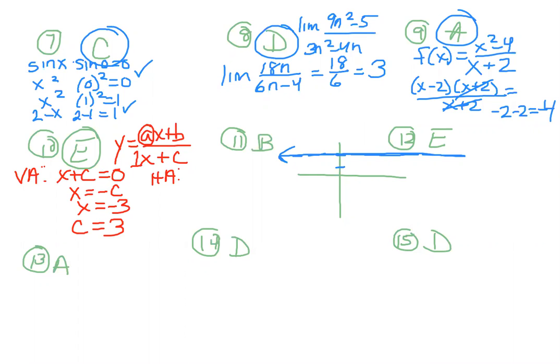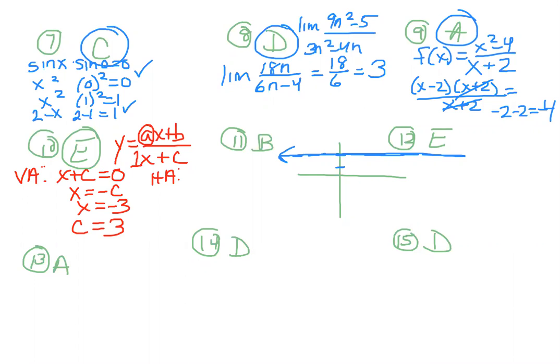All right, number 13, the graph of the function is shown. At which value of x is f continuous but not differentiable? Well, it's not differentiable at a because it's a sharp point. It's not continuous at B. It is continuous at C, but it is differentiable. It's not continuous at D, and it is continuous and differentiable at E. So the answer is A for 13.